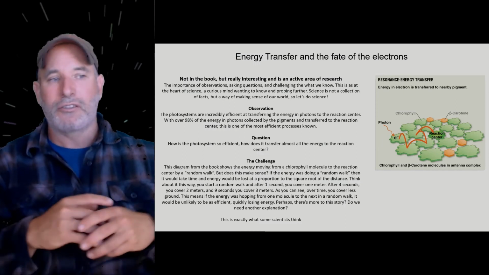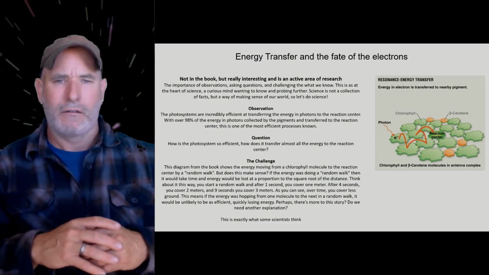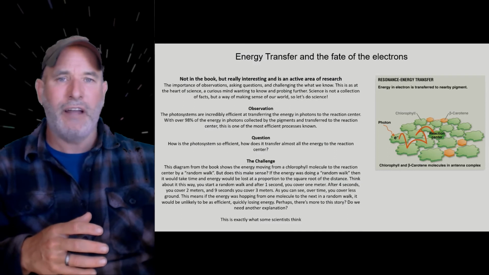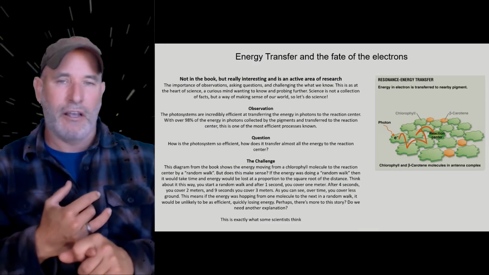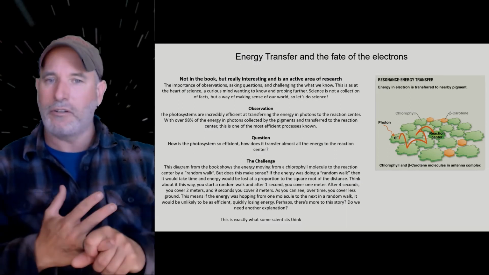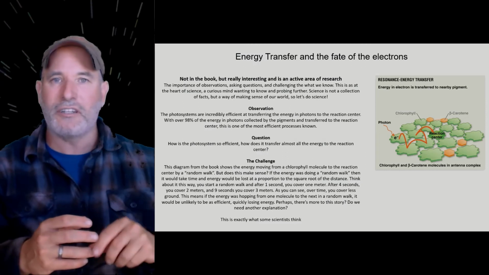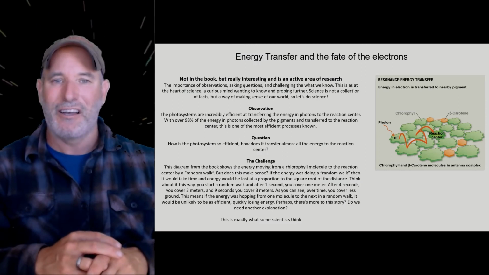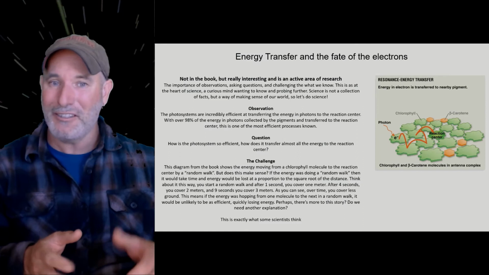That's important. So if you're doing a random walk, there's no way you could be 98% efficient. The energy would dissipate, and it would take time. This is almost an instantaneous process. So do you think there's another explanation?